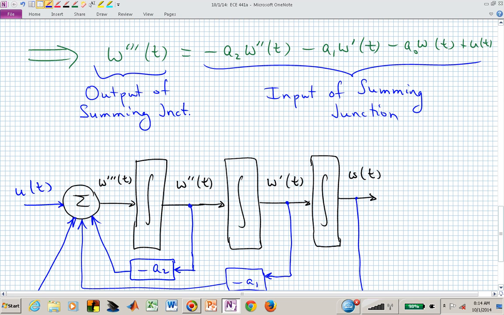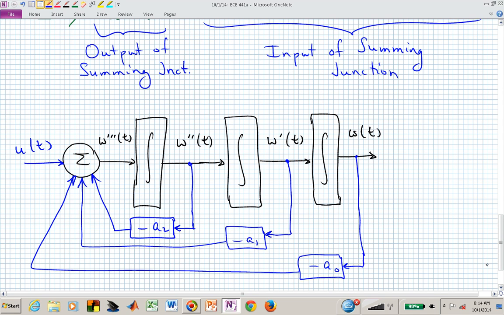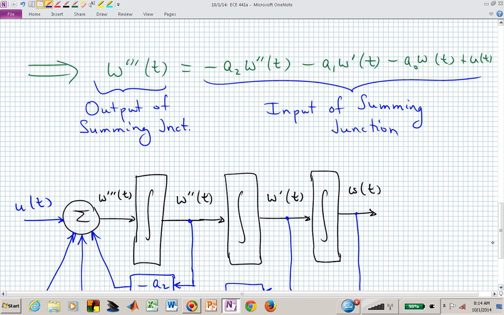We've now simply said the output of the summing junction is the third derivative of w, and because of the way the system was specified in terms of these denominator coefficients a1, a0, and a2, we now have constructed an all-integrator block diagram that will solve that third-order differential equation. But that's not our system, is it? That's just a piece of it. That was the right-hand side.